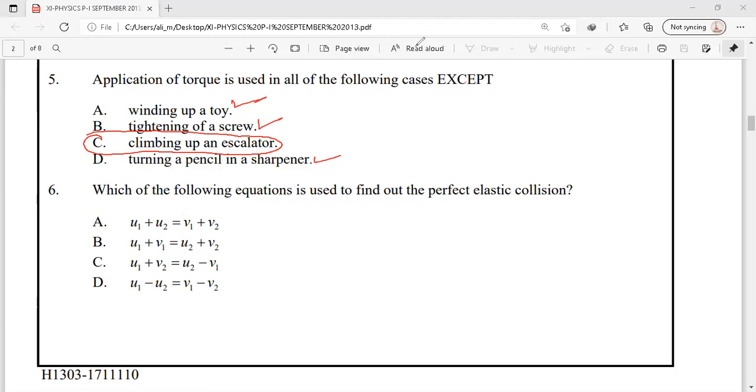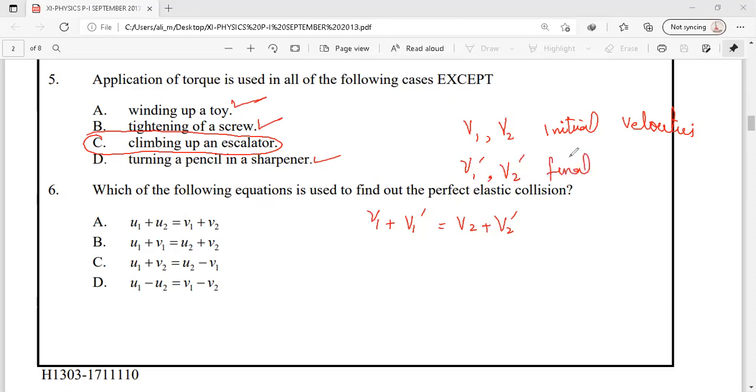Then we have question number 6. So the formula for finding the velocities in a perfectly elastic collision is such that v1 plus v1 prime is equal to v2 plus v2 prime. So what are v1, v2 and v1 prime, v2 prime? v1 and v2 are initial velocities before collision, while v1 prime and v2 prime are final velocities.